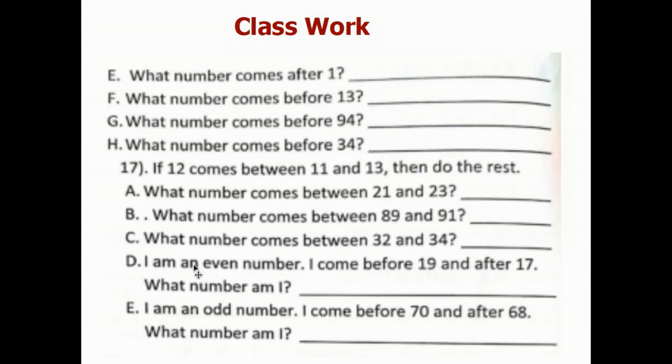Here. I am an even number. I come between 19 and after 17. What am I? Here. And I am an odd number. I come between 17 and after 68. What am I? Right here. So start now.